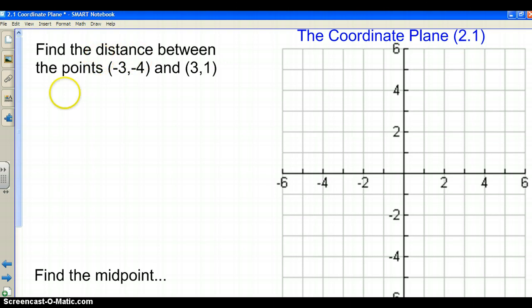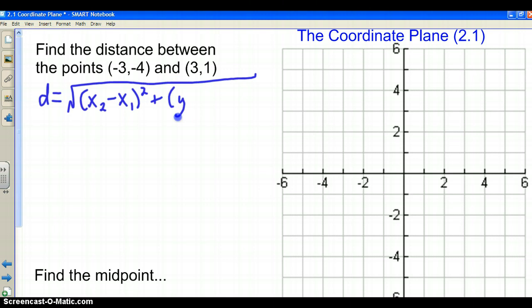If you want to find the distance, you want to use the distance formula, which is d equals the square root of x sub 2 (that's not a squared, that's a designation as the second point) minus x sub 1, squared, plus y sub 2 minus y sub 1, squared.